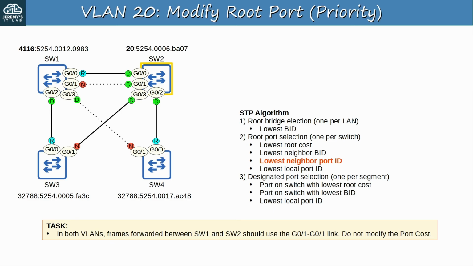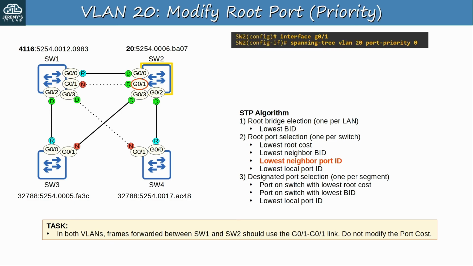So we want to influence switch 1's root port selection. To do so, we should either make switch 2 G00 less preferable by increasing its priority, or make switch 2 G01 more preferable by decreasing its priority. This time, let's do the latter option.